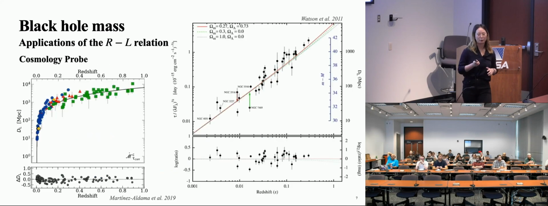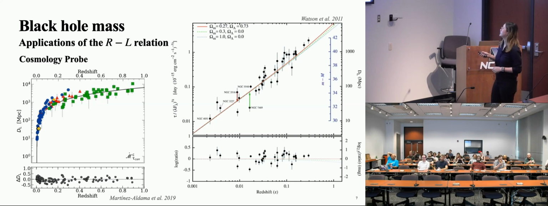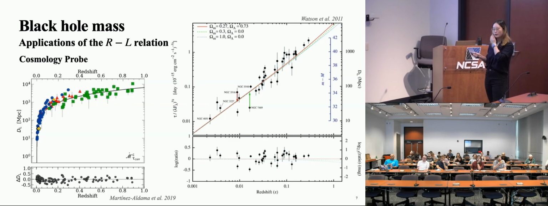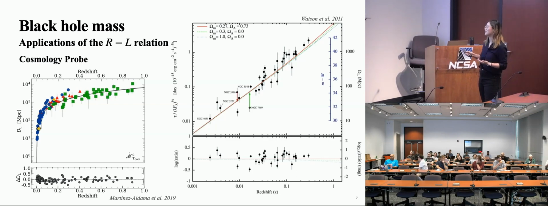Another very important application of the RL relation is that it can be used as a potential tool to probe the cosmology. Here in Watson 2011, you can see they plot the broad line region size against the redshift. So you know the broad line region size from the RL relation, and you have the luminosity of that quasar. You compare the luminosity from the RL relation with the flux you receive, and you get the luminosity distance. Combining those two, you can use it to probe the cosmology.